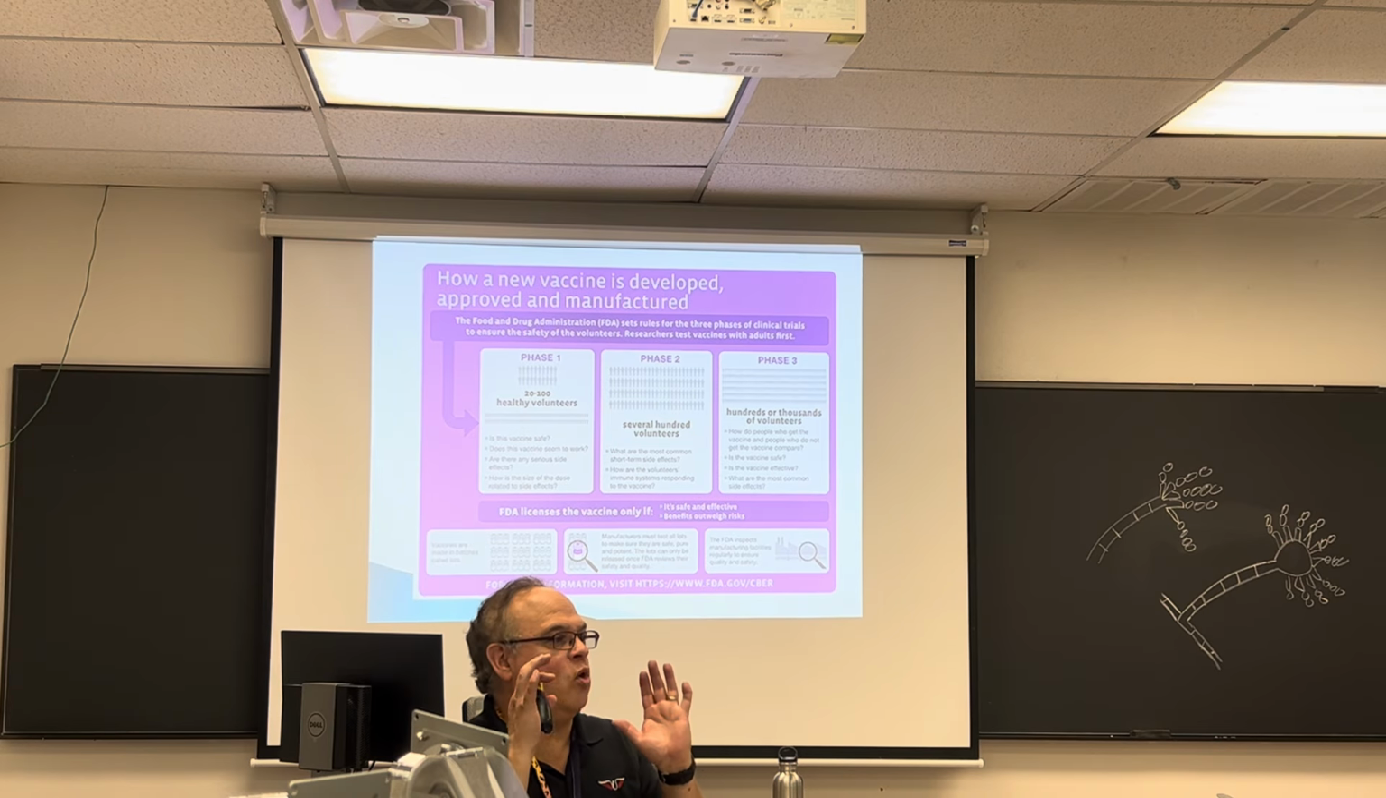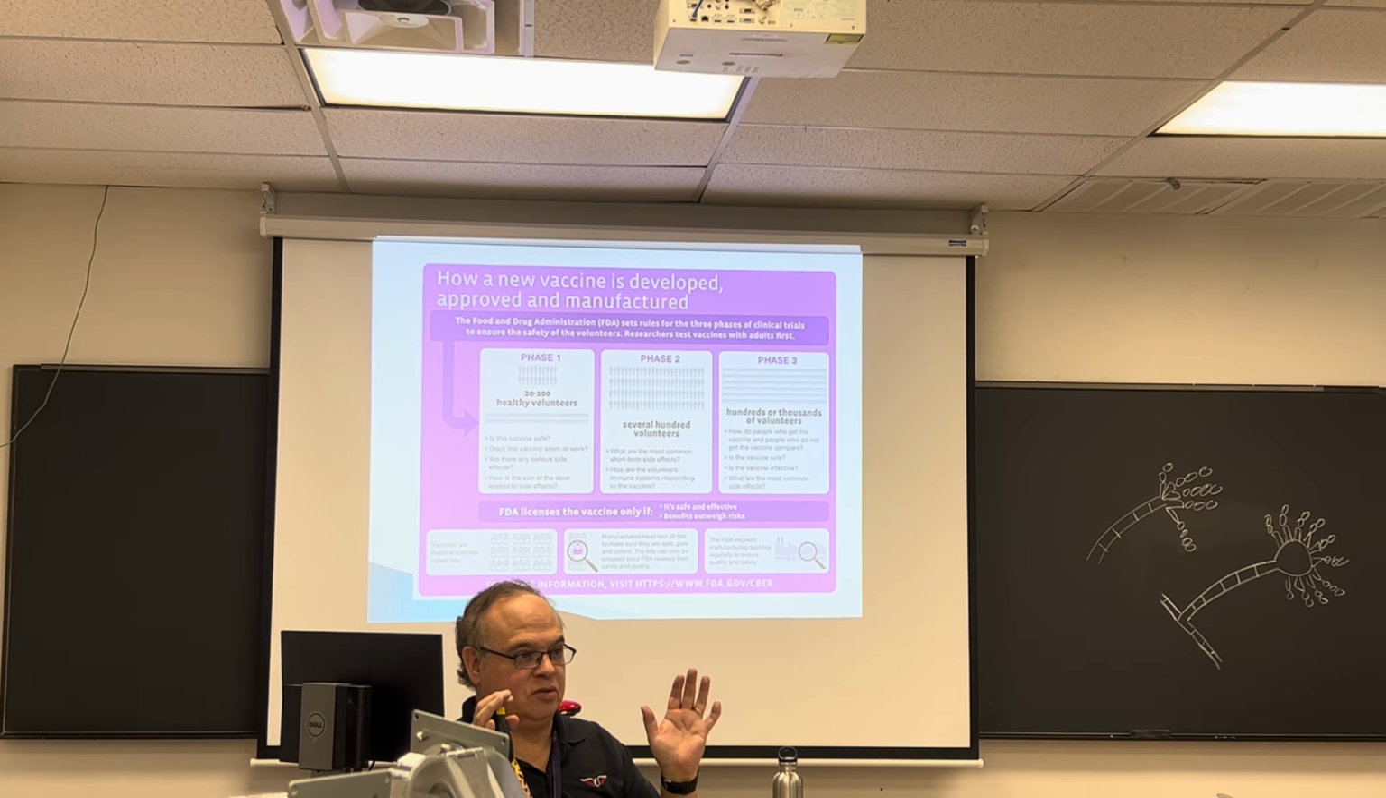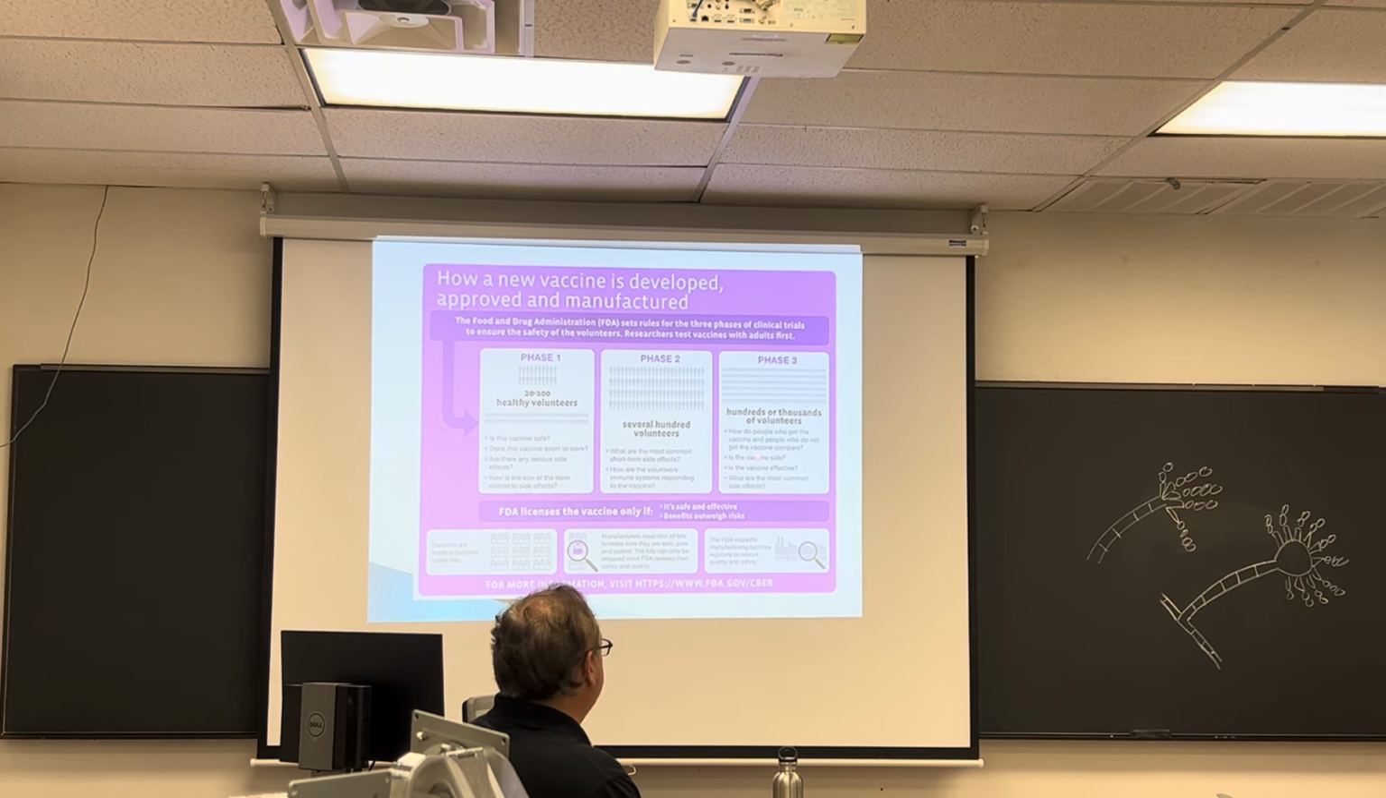So there's only one person, the program director, who knows the answer, right? That way there's no bias. So then they look for: is the vaccine safe, is the vaccine effective, and what are the most common side effects? And they start to develop a profile for the vaccine. And then if it meets all that standard, then it can be used in the population. So it went through a lot of testing before it got used, right?